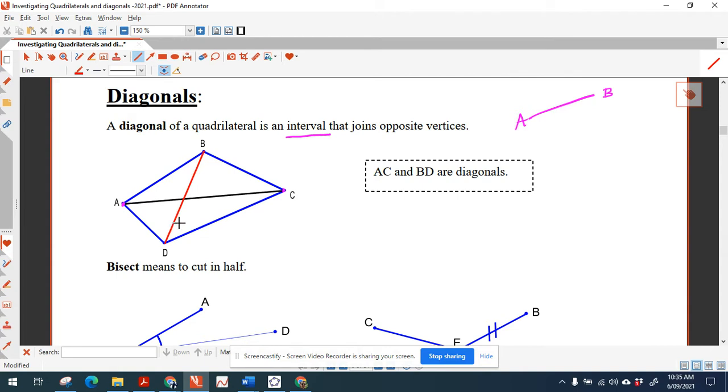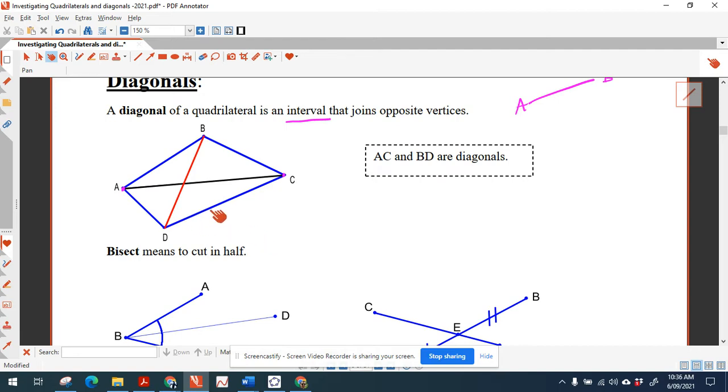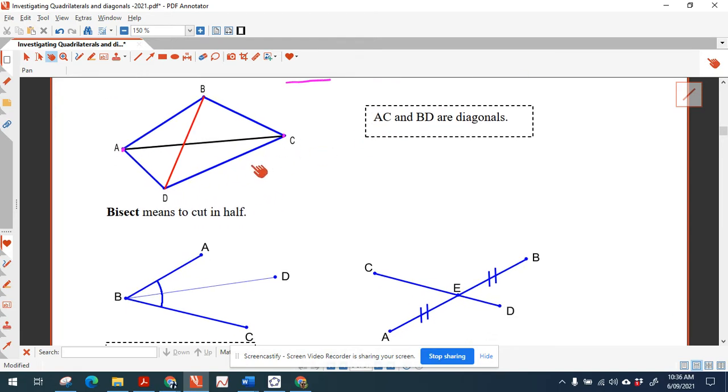So what we're going to do is look at the properties of the diagonals in a quadrilateral. So for example, if you look at the black diagonal and you look at the red diagonal, we're going to see if they're the same length, or we're going to see if they meet at a particular angle. We're also going to see if one diagonal or both diagonals meet in the middle. Okay, so let's have a look. In that diagram we just drew, AC is one diagonal, and BD is the other diagonal.